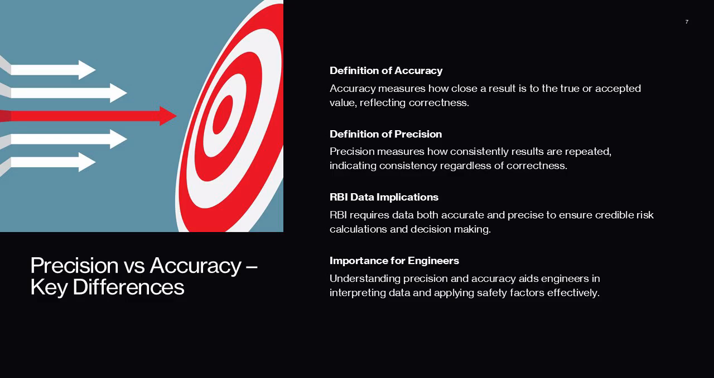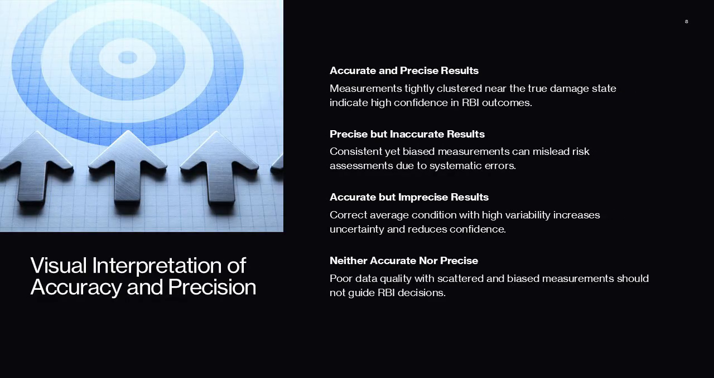in RBI models. Visual representations, such as target diagrams, are commonly used in engineering training to illustrate the relationship between accuracy and precision. In the context of RBI, these visuals help inspectors and engineers quickly grasp how measurement quality affects decision-making. An accurate and precise result would be analogous to measurements tightly clustered around the true damage state, providing high confidence in RBI outcomes. Precise but inaccurate results represent consistent but biased measurements, which can systematically mislead risk assessments.